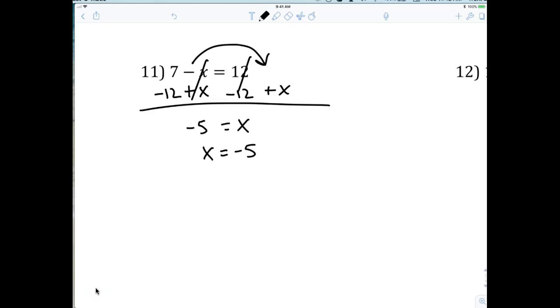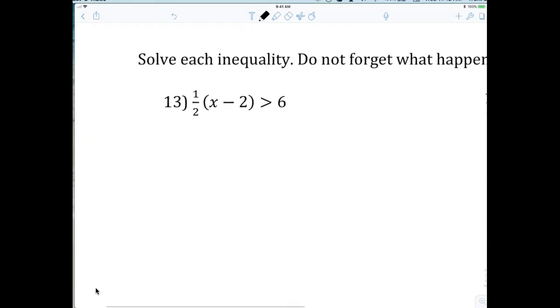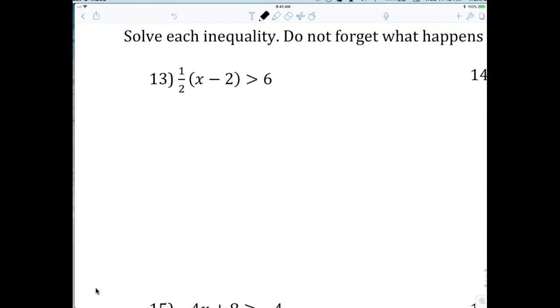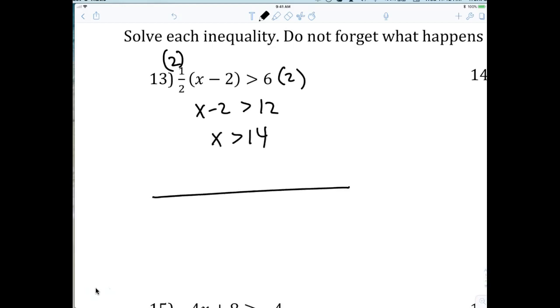Now let's take a look at 13. All right. Now, does everybody understand what I can do here? I can multiply both sides by 2, right? So x minus 2 is greater than 12. And so adding 2, x is greater than 14. Remember, when you're making a number line, 14, open circle, greater than is going to the right.